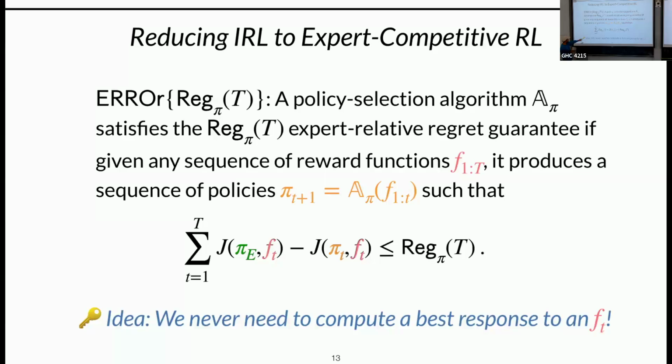You might not buy this thing just yet. I'll have to actually give you an algorithm that does this, but at least intuitively, you should see that in some sense, I'm going to argue that if we can satisfy this condition, I can still solve the overall game. But I don't need to do best responses to satisfy this weaker condition. All I need to do is, on average, compete with the expert under the reward functions I actually saw.